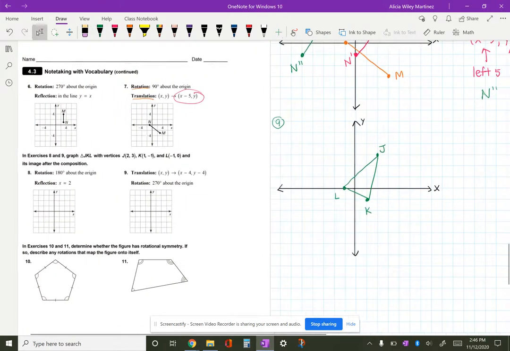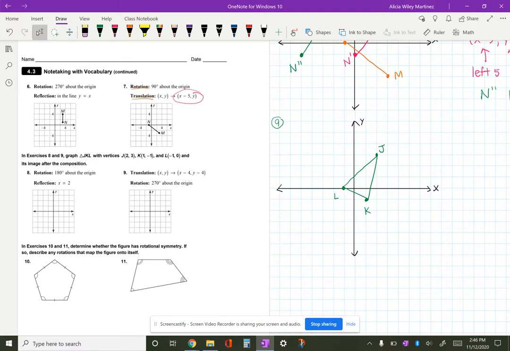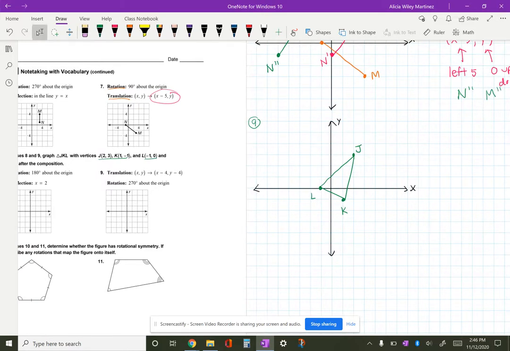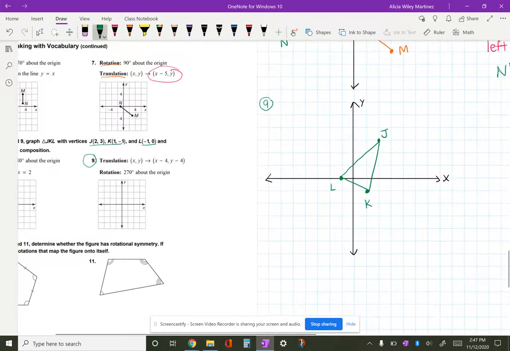Number 9, they give you a graph of a triangle JKL. They tell you the points of the original triangle. So I graph those points over here to the right. I'm not going to write down these points because these are going to be your old points, right? In number 9, they first ask me to do a translation. This translation of (x - 4) means I'm going 4 to the left, and (y - 4) means I'm taking every point and going 4 down. So that's going to be my first transformation.